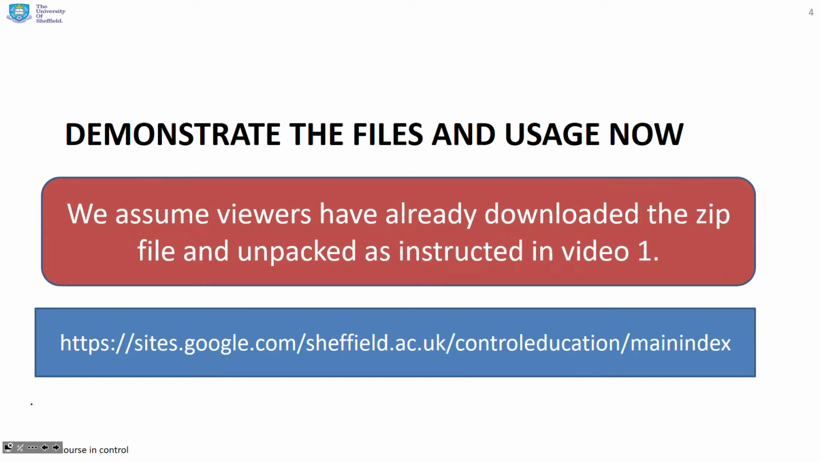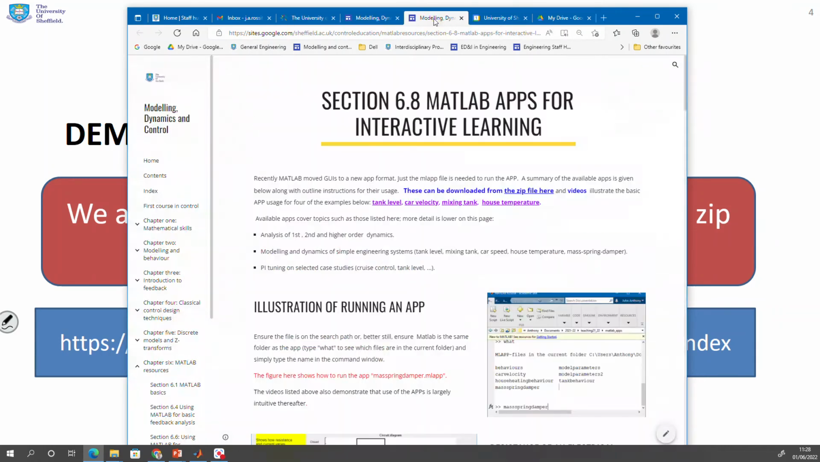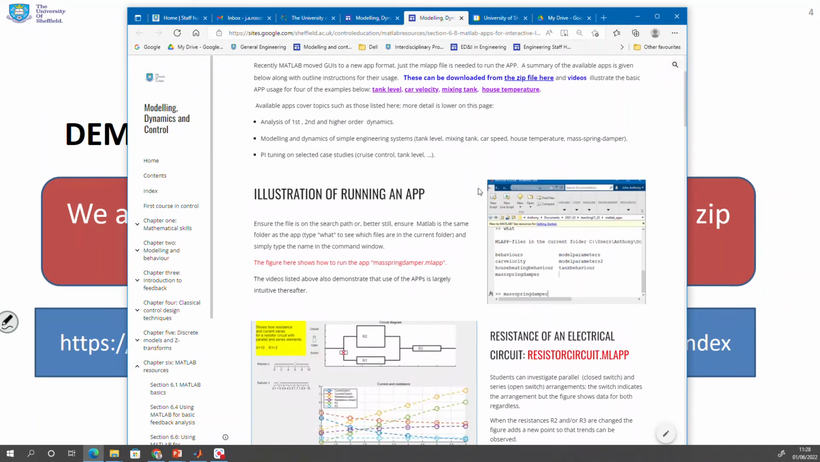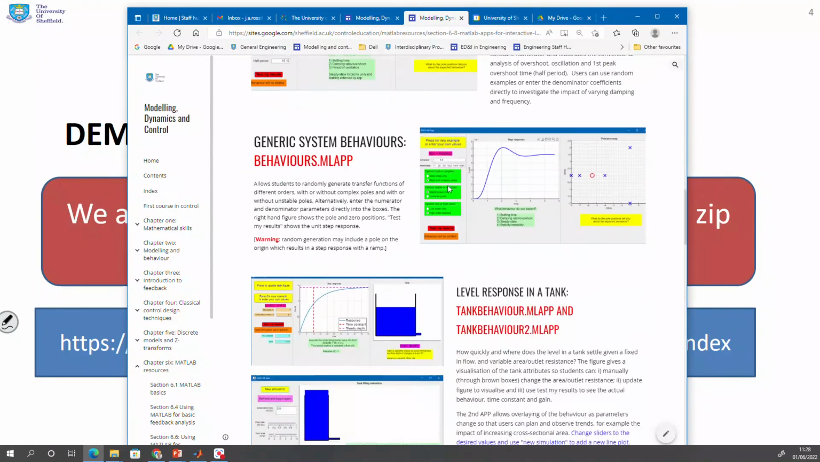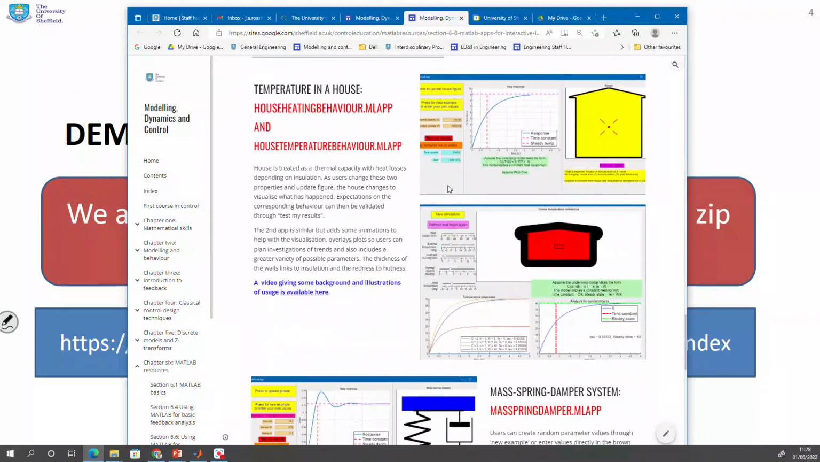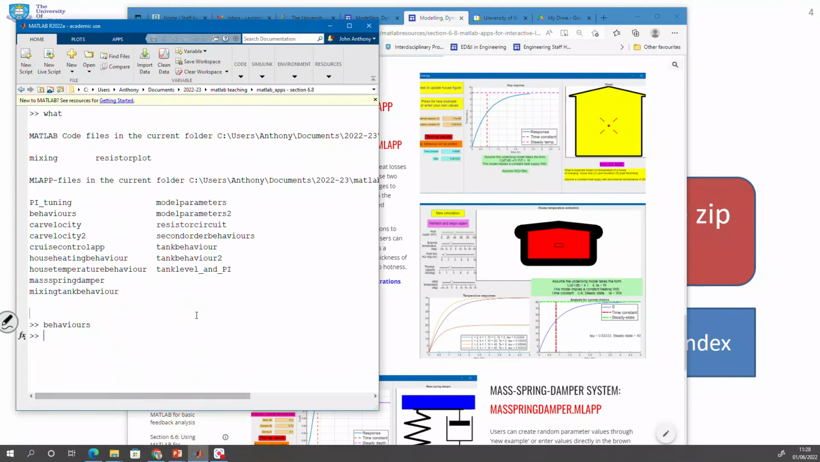First, just a quick look at the website so that you can see the files. Sorry, I went to the wrong page. Here it is. There you can see section 6.8, and if you scroll down, you'll see some pictures and a bit of information about all the different app files that are available. Now I've gone to the MATLAB folder, where those files have already been downloaded and stored, and you can see there are a number that are already available.